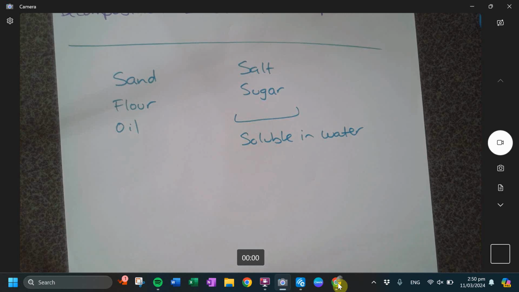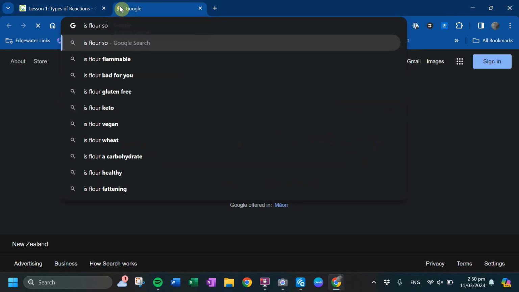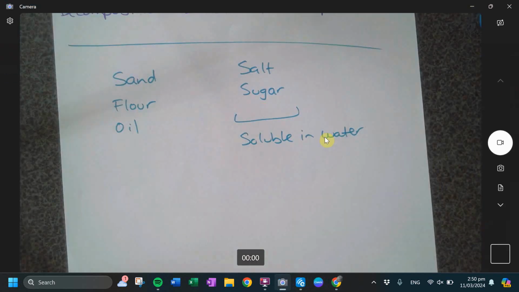And not really. I make pancakes all the time. What did you call water? Should I Google that? Is flour soluble in water? No. See, it does not dissolve in water. It's the first thing that comes up. It makes a suspension. Okay, I was right. All right. Insoluble in water.